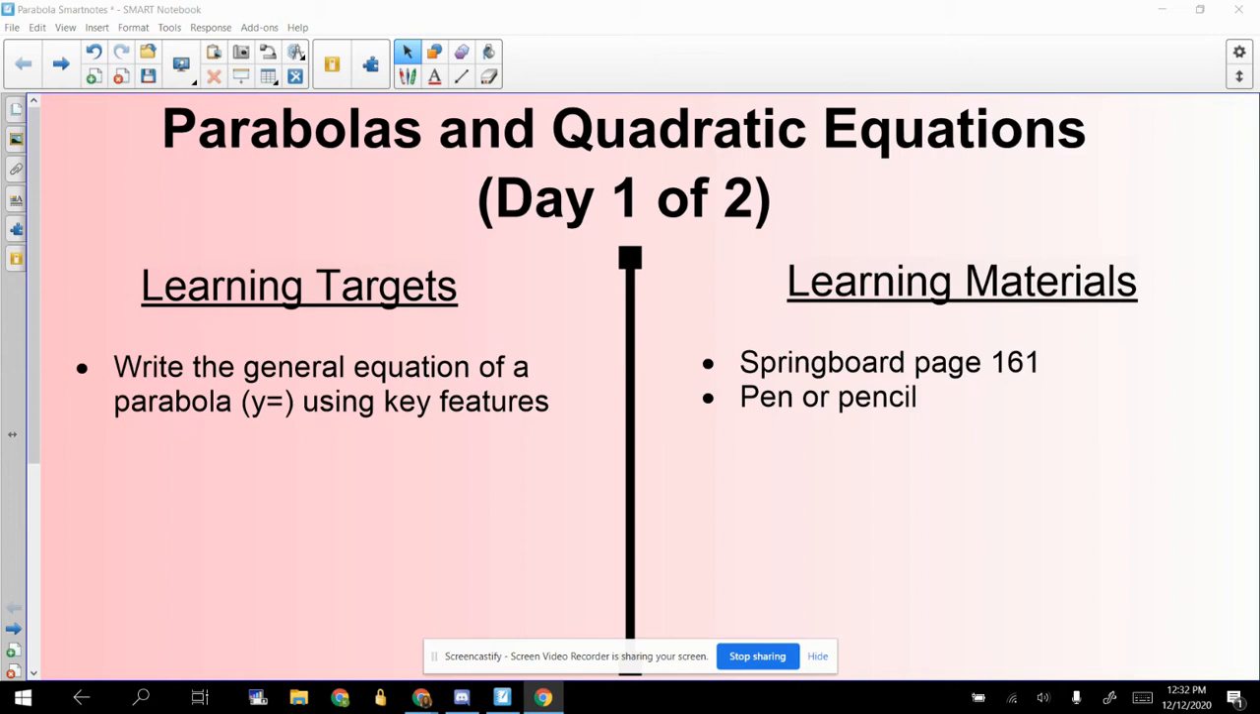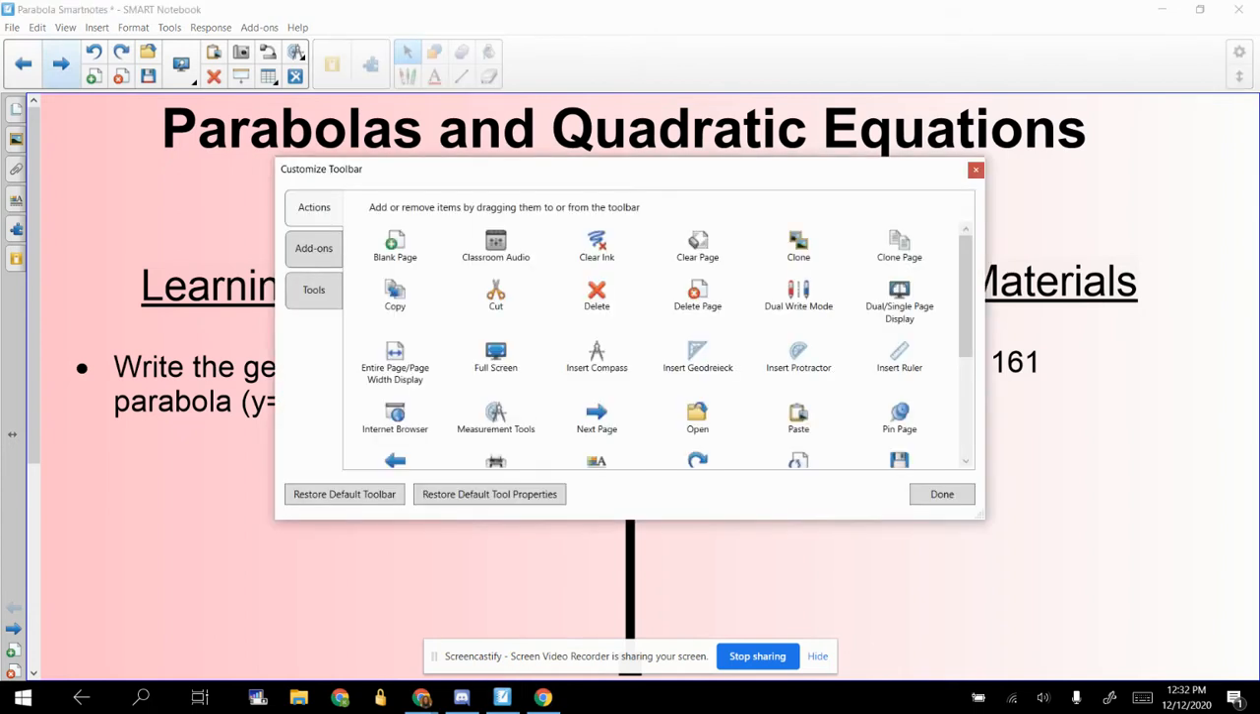So if you could open your Springboard book to page 160 and 161, that's where we're going to be, and you'll need a pen or a pencil. Okay. What we're basically going to be doing is writing the general equation of a parabola in y equals form using key features. So this is a little bit different than what we've seen before.